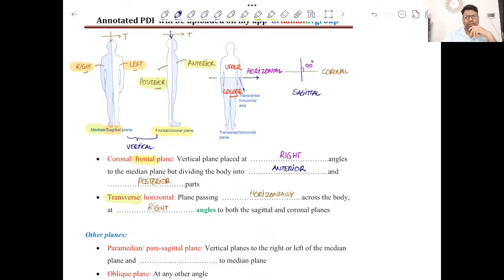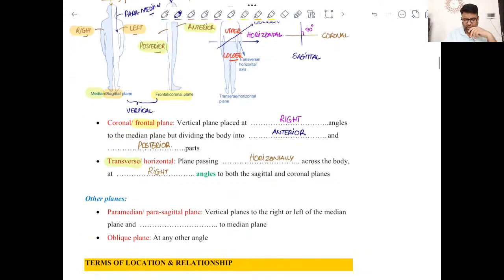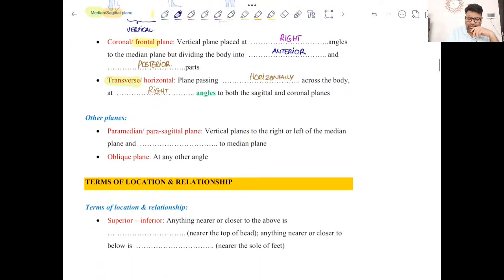Again, then we can have certain variations, like we can take an oblique plane. So this is oblique. Okay, then there can be a paramedian. So these are certain variations as and when needed, but only these three are the standard planes. So paramedian, this we already discussed. Para means, in simpler terms, by the side. Clear? And therefore we can also use the word parasagittal.